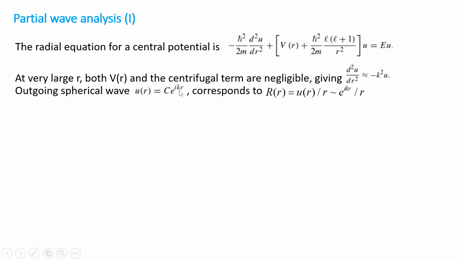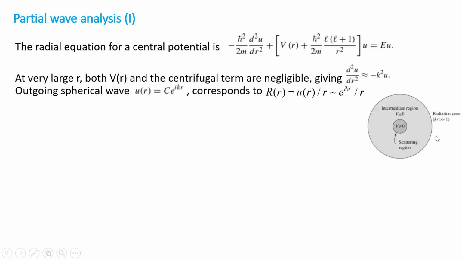u is some constant times e to the i k r. That would solve this approximate differential equation if you plug it in. But remember that u is actually equal to the r coordinate times the actual radial wave function. So the actual radial wave function would be u divided by r, or proportional to e to the i kr over r, which is what we saw before, based on the argument that the outgoing spherical wave should conserve the probability coming in and going out.